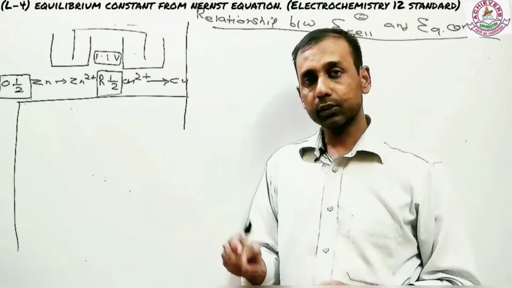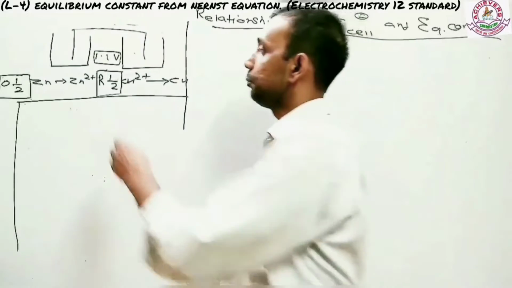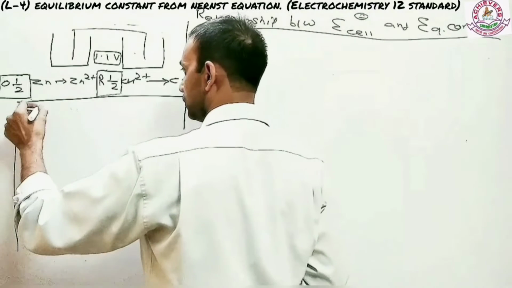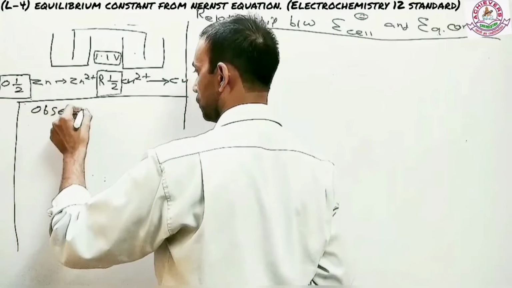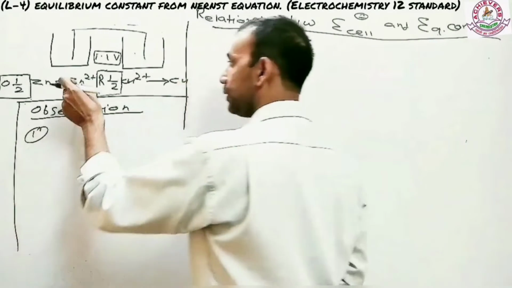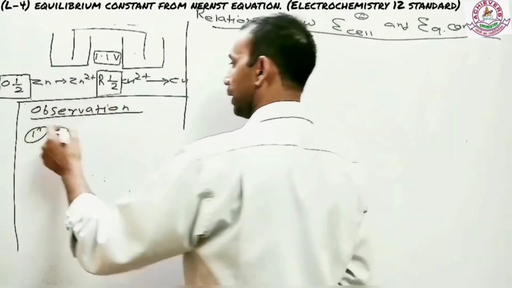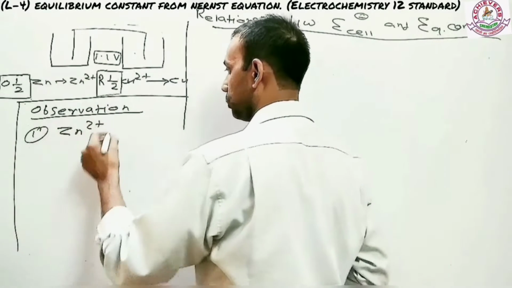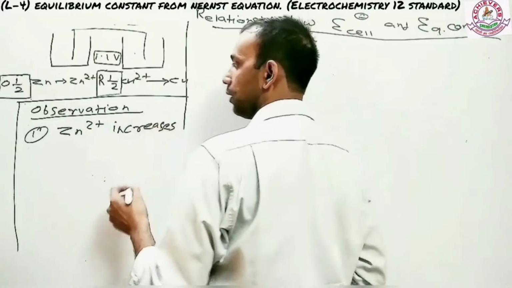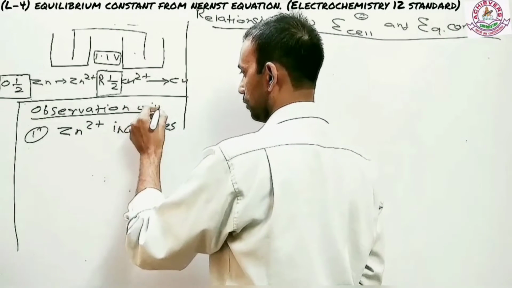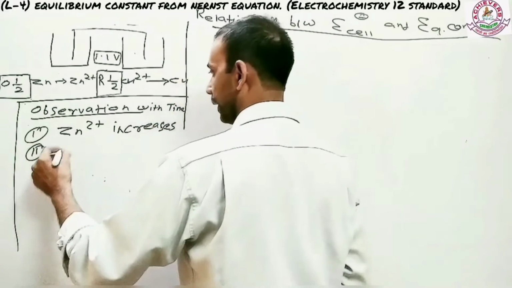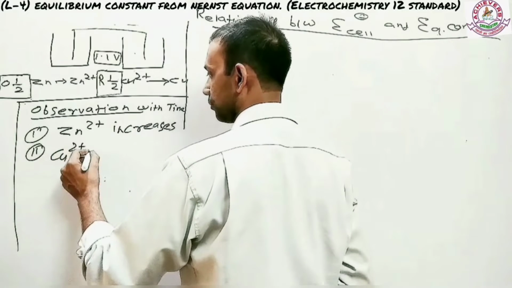See, in any cell reaction, if you can understand this reaction, which I hope you do, the first observation I'm trying to make you go through is that with time, zinc is converted into zinc ion, so zinc ion concentration increases. Zn2+ increases. Right? Observation with time. Okay, what second observation do we make? That the concentration of cupric ion decreases.